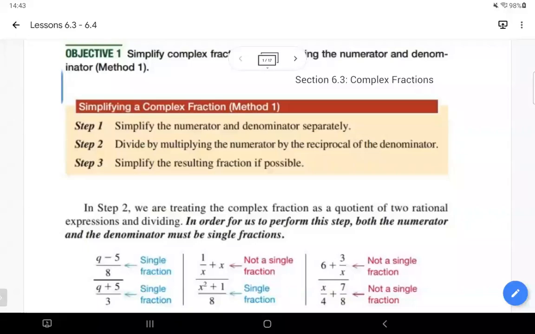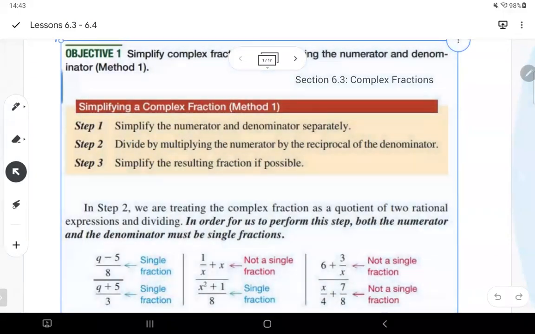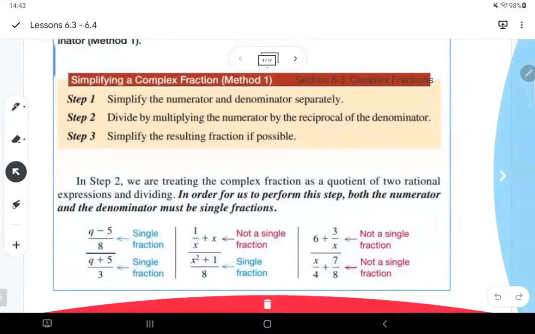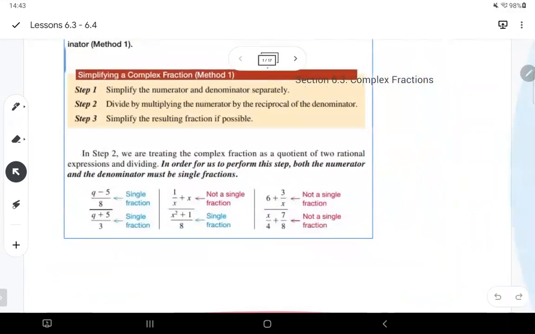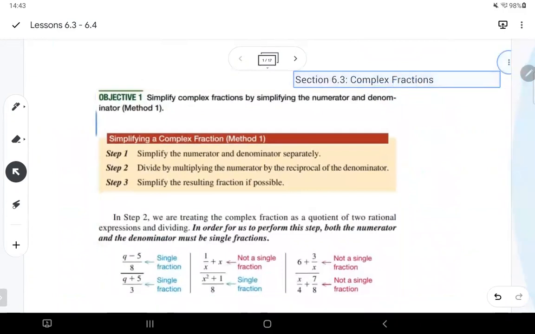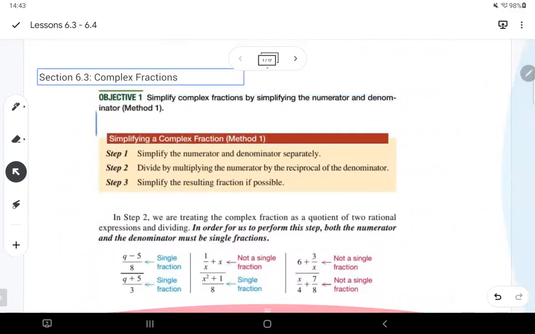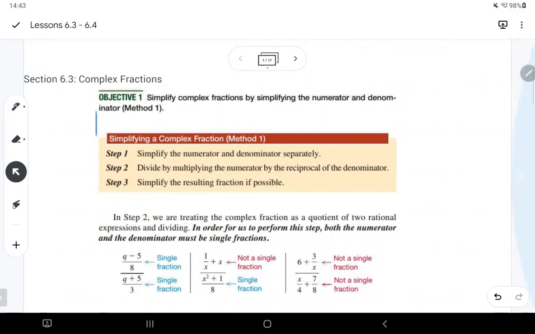Okay, so we are going to discuss section 6.3, complex fractions. What we basically have to do is simplify the numerator and denominator and divide by multiplying the numerator by the reciprocal of the denominator, and then simplify if possible.